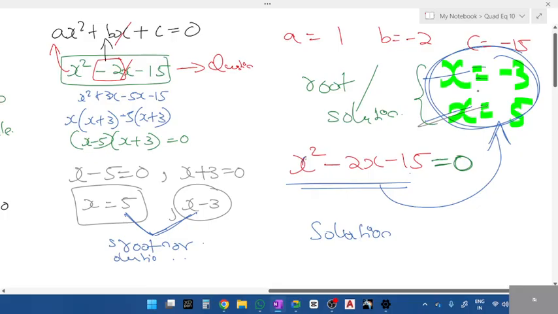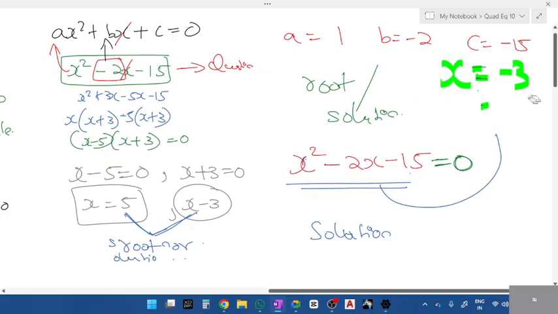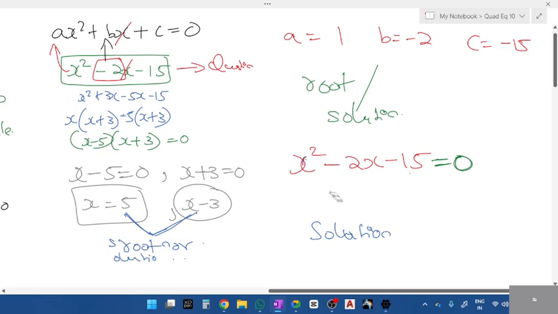If they already give you the solution or answer, just put it in this quadratic equation. Check whether you're getting left hand side and right hand side as 0, which means they are the solutions. If you're not getting 0, they're not the solution. That is one type. The second type is they won't give the answer. They'll just give a question like this. Then we have to solve it. You'll get two values for x.